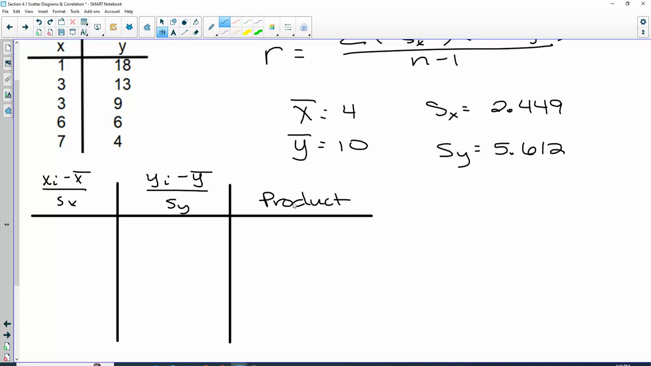So, my first x value was 1. So I'm just going to type this all in my calculator at once. I'm going to do a parenthesis, 1 minus the mean of x, which is 4, close my parenthesis, divided by the standard deviation of x, 2.449.